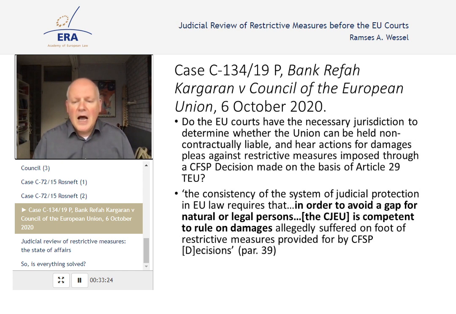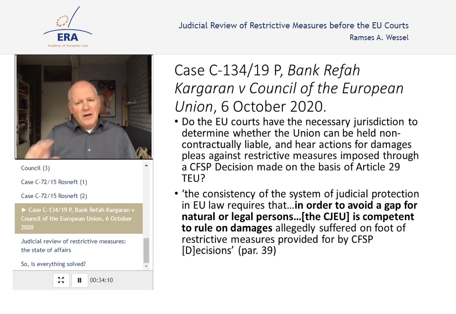And the court came up with a very interesting argumentation. But it also was interesting to see that it was not even so difficult for the court to answer this question. The consistency of the system of judicial protection in EU law requires that, in order to avoid a gap for natural and legal persons, the court is competent to rule on damages. It's as easy as that, right? It uses the same line of argumentation, the consistency of the system of judicial protection. And that forces the court to say something and to accept its own role also to say something on the non-contractual liability of the Union in situations of CFSP.